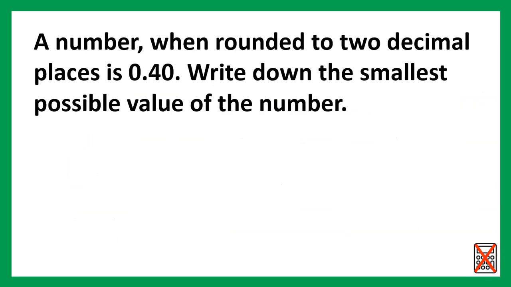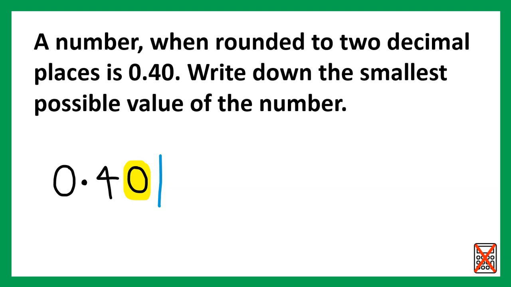On to the advanced question, one of the trickiest questions that you're likely to find on this topic. A number, when rounded to 2 decimal places, is 0.40. Write down the smallest possible value of the number. So when rounded to 2 decimal places, my rounding line would have to go after the second digit beyond the decimal point. To find the smallest possible value, I must have rounded up to give me 0.40.